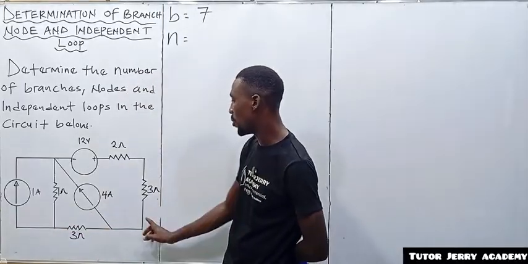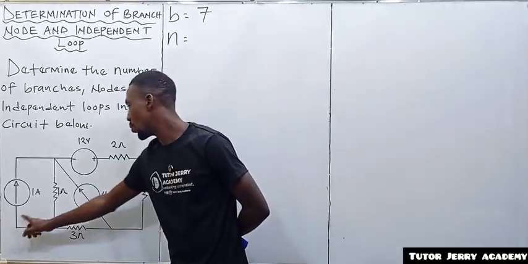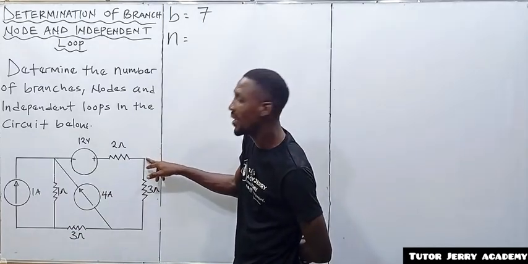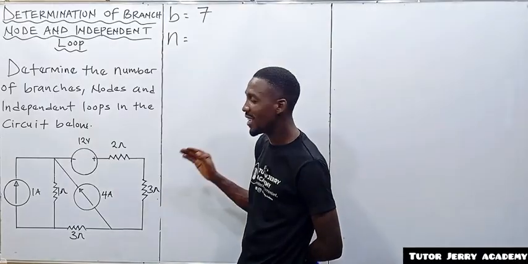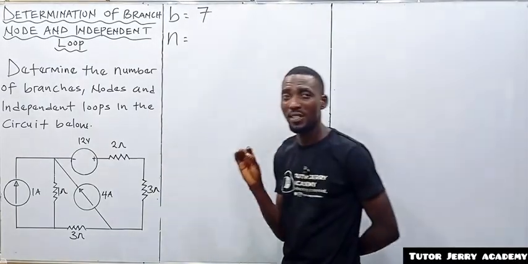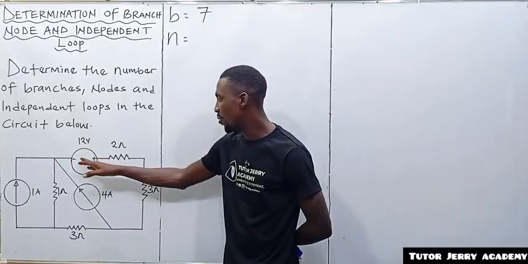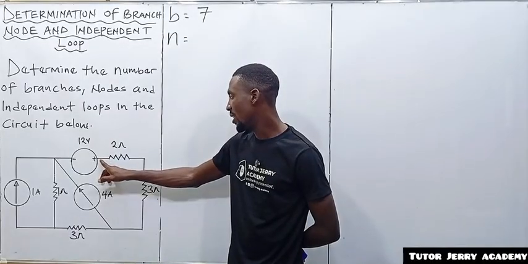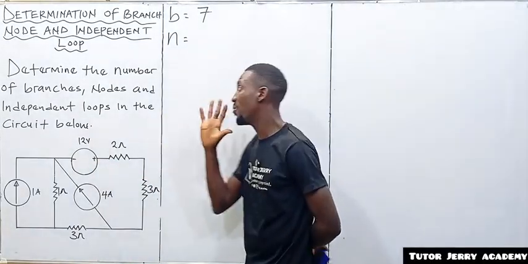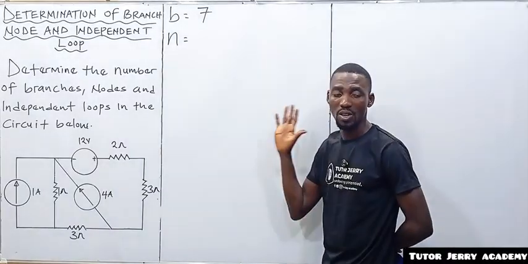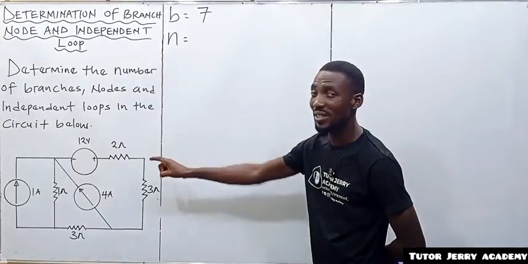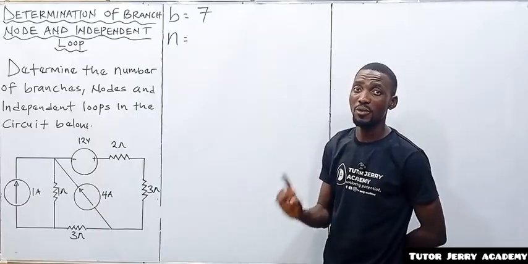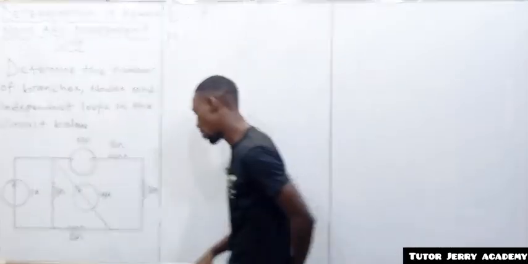So let's count the number of nodes. 1, 2, 3, and here we are going to have 4 nodes. Now, but there is a connection. There must be a connecting point between this voltage source and this resistor. That is, there must be a connecting point between these 2 points. So we are going to have 5 nodes. Please take note of this. They just do this because some students will think we are having 4 nodes. No, it is not 4 nodes. We are having 5 nodes.